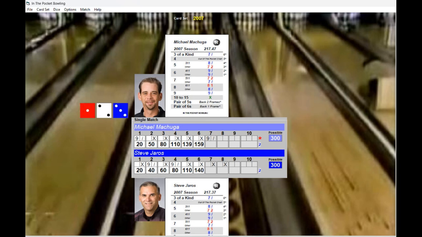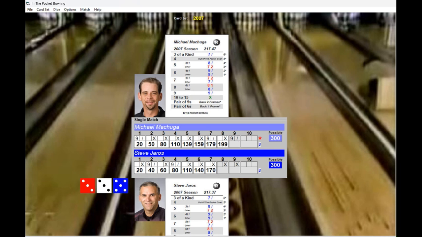Here comes Machuca. It's a 6-3-1. That's a 10. That's a strike for him. He puts up a strike, 179 through 7. On to 9. It is a 2-2-5. So he would spare. So he's at 199 through 8. Charles throws a 3-3-5. That's a strike.